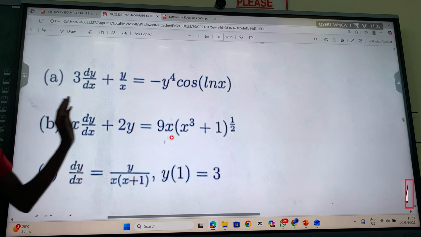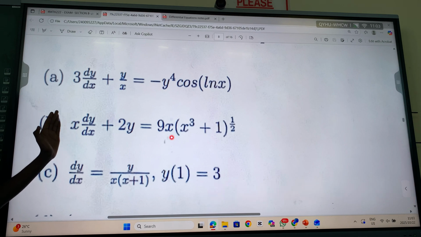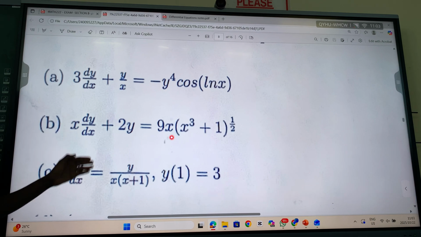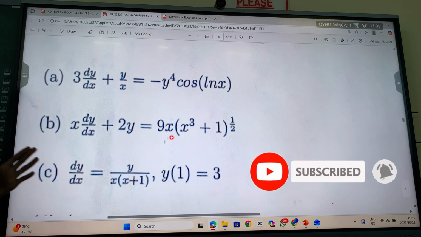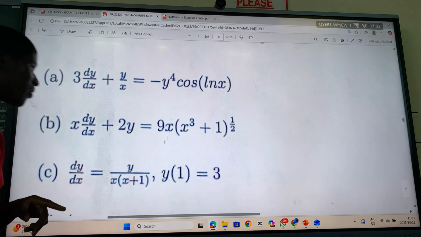Let's look at the second one. Is this a first order equation? Is this a linear equation? Yes. So your job is to put it in that format and find the answer. You will do it on your own because I want us to focus on Bernoulli.